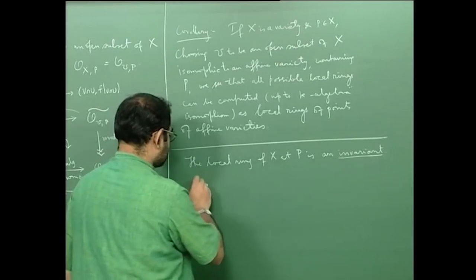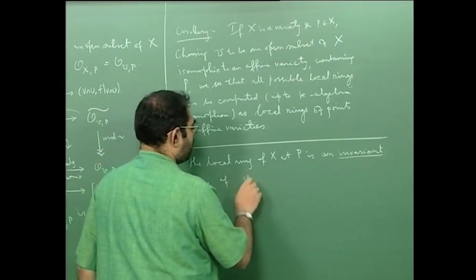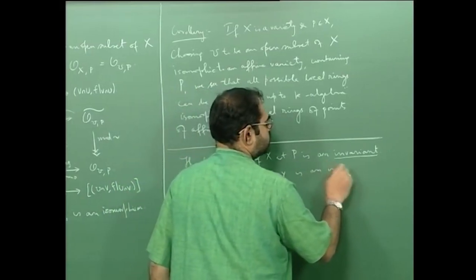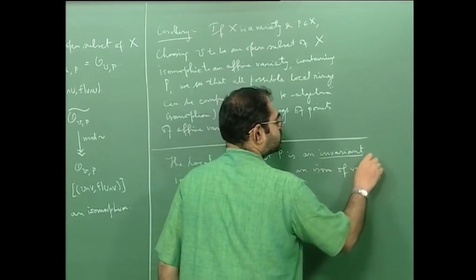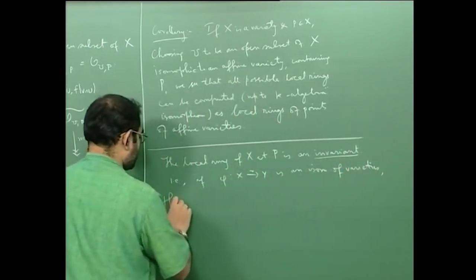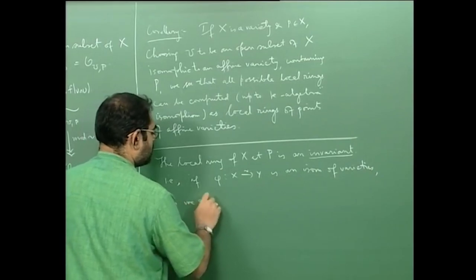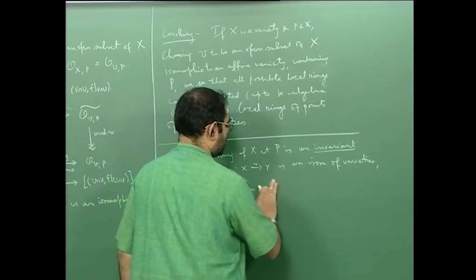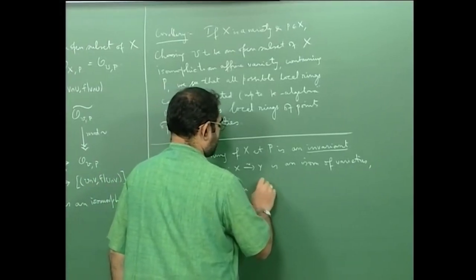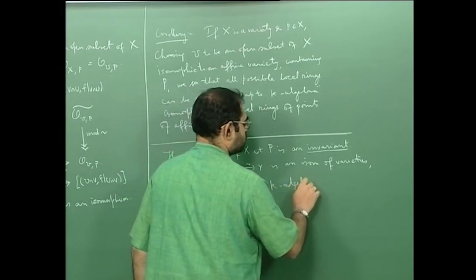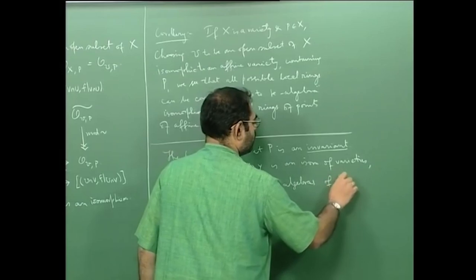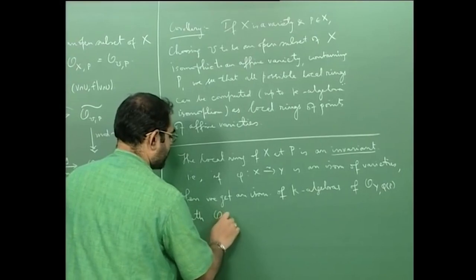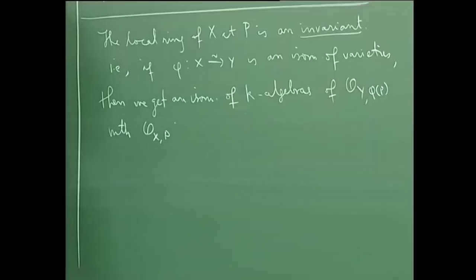That is, if phi from X to Y is an isomorphism of varieties, then we get an isomorphism phi of k algebras of O Y phi p with O X p.